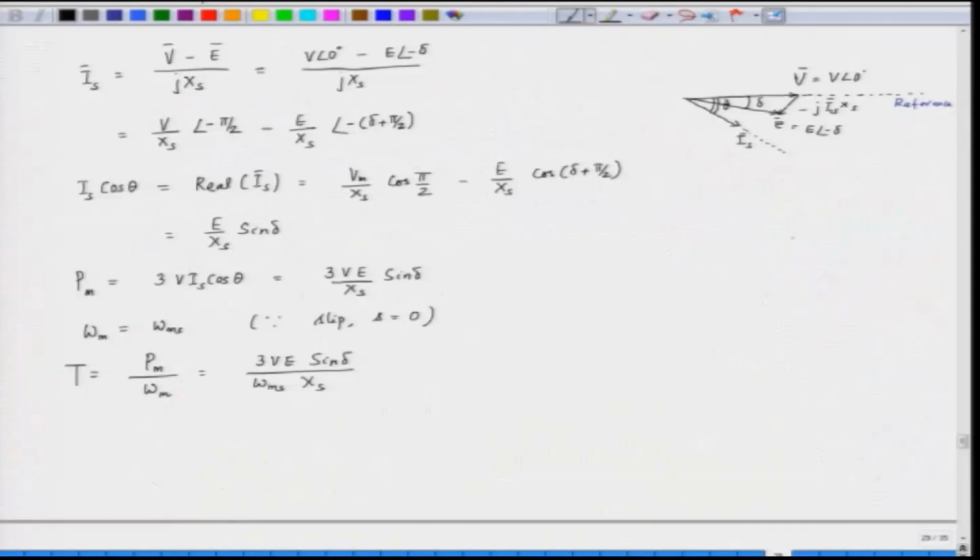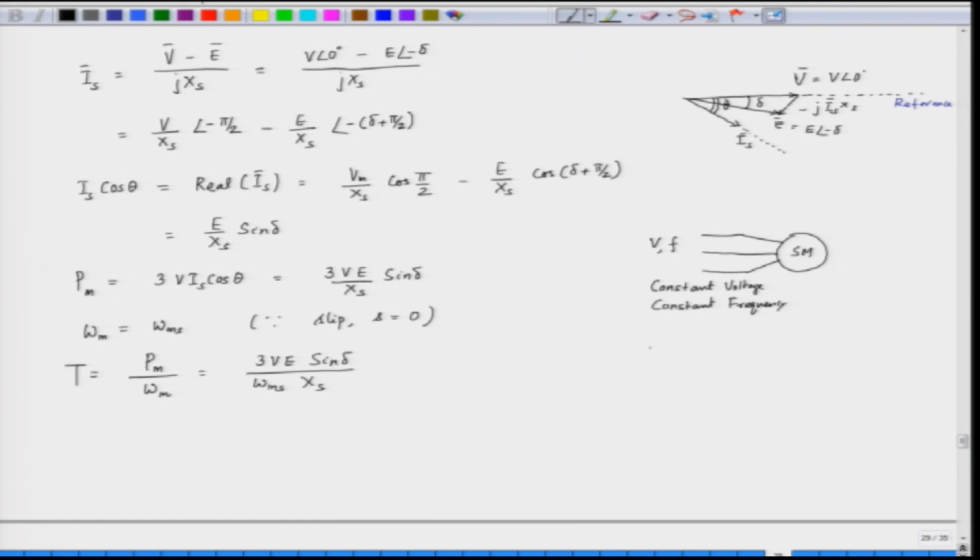So, what we do here, we supply the synchronous motor from a constant voltage, constant frequency source. So, we have a synchronous motor, this is a wound field synchronous motor. So, we supply this motor from a constant voltage and constant frequency source. So, if we do that, the torque is given by T.